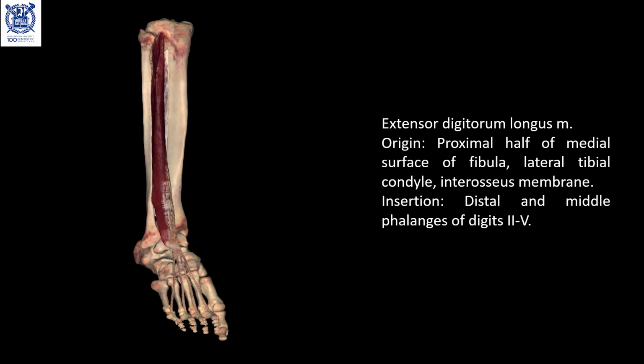Extensor digitorum longus muscle. Origin: proximal half of the medial surface of fibula, lateral tibial condyle, interosseous membrane. Insertion: distal and middle phalanges of the second to fifth digits.